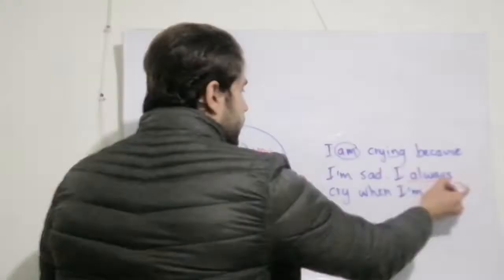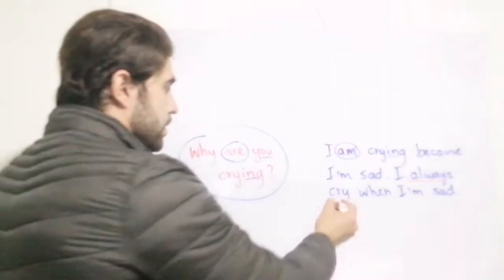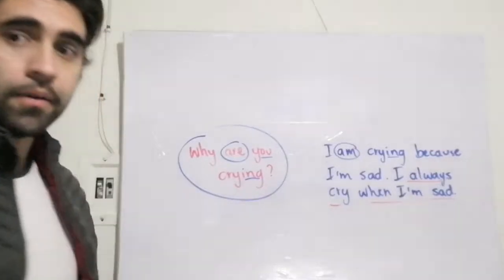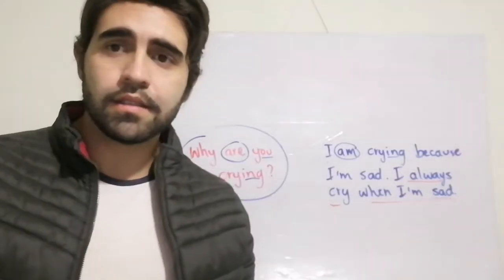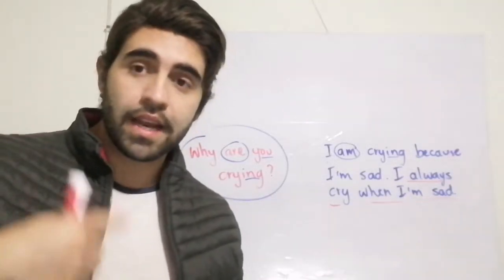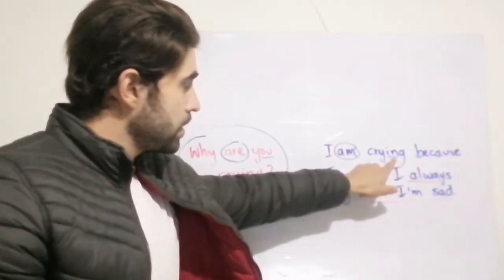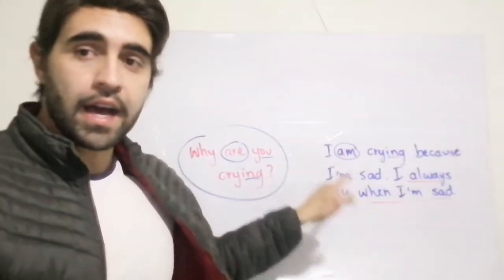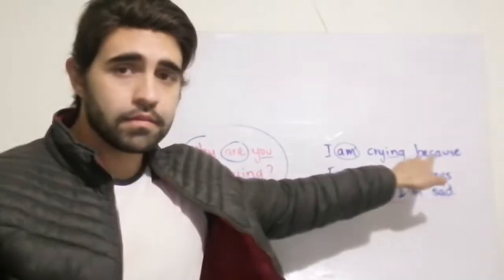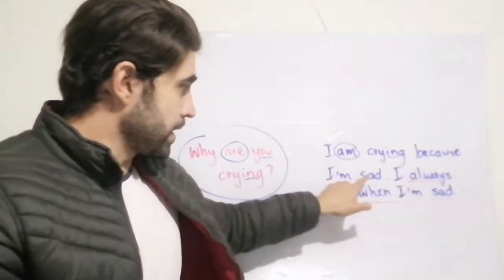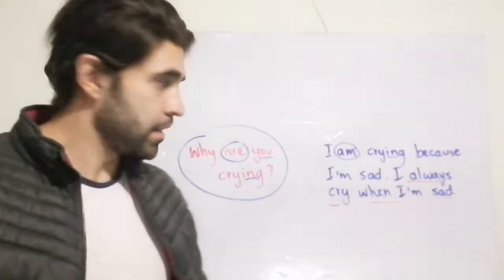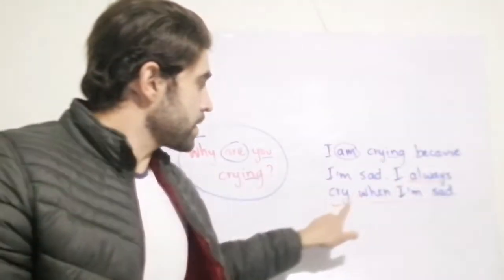I always cry when I'm sad. Now, the first part of the sentence is in present continuous. It's an action in progress because it involves the ing and the verb to be. So I say, I am crying because I'm sad. Yes? I'm crying. What is the reason? Because I'm sad. I always cry when I'm sad.